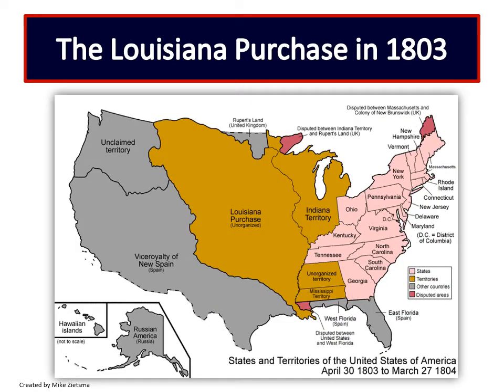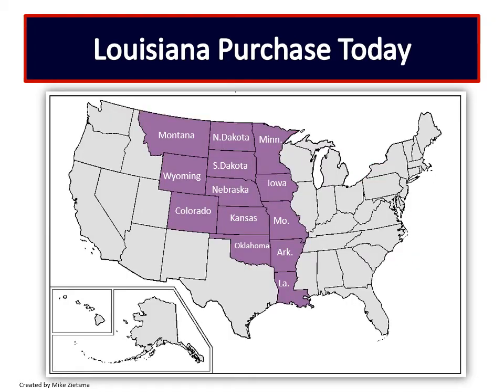The Louisiana Purchase of 1803 doubled the size of the American nation. Can you think of some present-day states that are located within the territory? As you can see, the Louisiana Purchase encompassed many present-day states: Montana, North Dakota, Minnesota, Wyoming, South Dakota, Iowa, Colorado, Nebraska, Kansas, and Missouri, Oklahoma, Arkansas, and Louisiana.